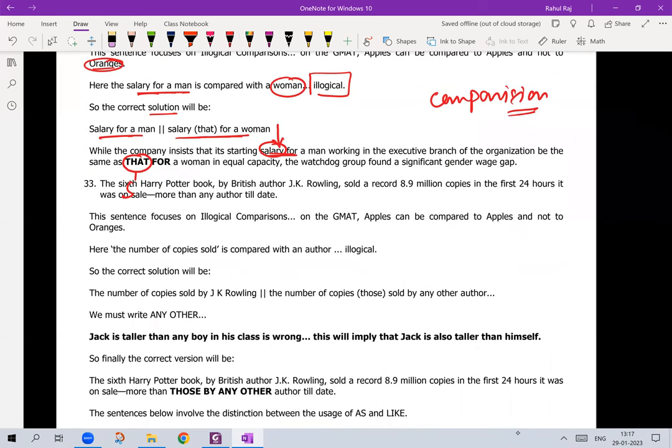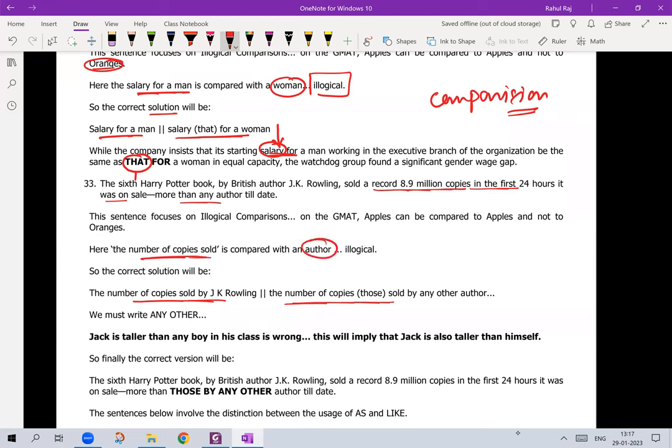Same thing, question number 33. The sixth Harry Potter book by British author J.K. Rowling sold a record 8.9 million copies in the first 24 hours it was on sale, more than any other author. What exactly are you trying to do over here? You are trying to compare the number of copies sold with the number of copies sold by another author. The comparison in this statement is the number of copies sold being compared with an author, which is wrong.